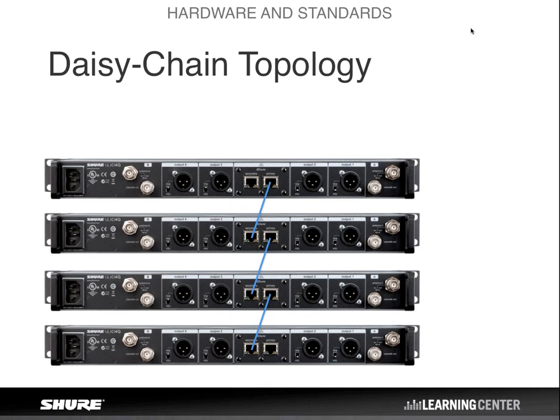So we wanted to talk a little bit about topology. And for those who aren't familiar with the term, topology just means the arrangement or orientation in which you hook gear up together. So this is an example of what one would call a daisy chain topology. You're looking at some ULXD4Q receivers. These are just some of Shure's wireless microphone receivers, on the back of which are 2 Ethernet jacks apiece.